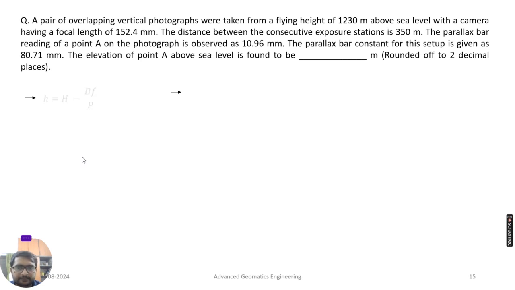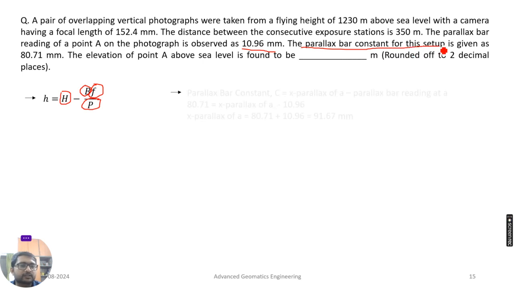so you just have to repeat the same thing. Here capital H is given as 1230. Baseline distance is given as 350. Then f is given as 152.4 mm. And then the p, the parallax, is not given directly to us. What is given to us is the parallax bar reading for point A on the photograph, observed as 10.696 mm. And then here one thing is written as parallax bar constant.